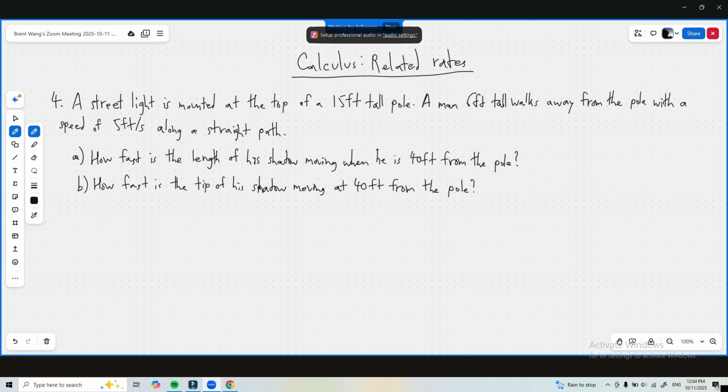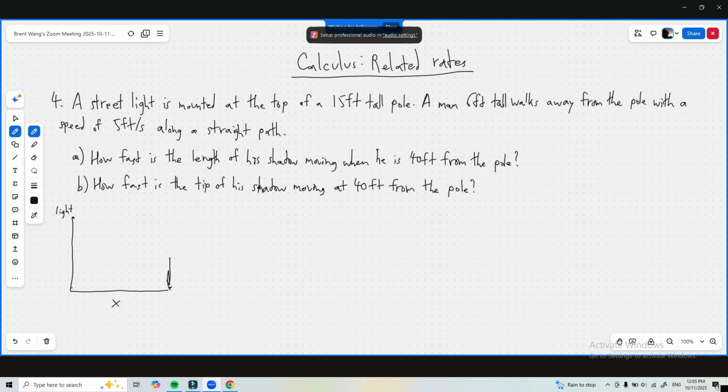So let's draw our diagram first. Let's imagine the light is somewhere here. Light. I'm not talking about Light Yagami, but yeah. And this is the ground, okay? And the man is somewhere here. He's 40 feet away from the pole, not that that matters. Let's call this length x, which is 40 feet. And he's 6 feet tall.